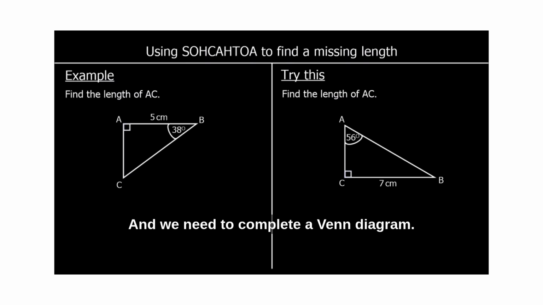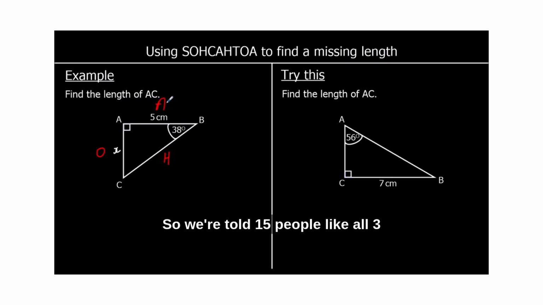And another example, find the length of AC. So that is this one, A to C. Label the triangle first. The longest side is the hypotenuse, opposite the right angle. Opposite the angle we've been given is called the opposite. And in between the angle and the right angle is called the adjacent. So we're using SOHCAHTOA.